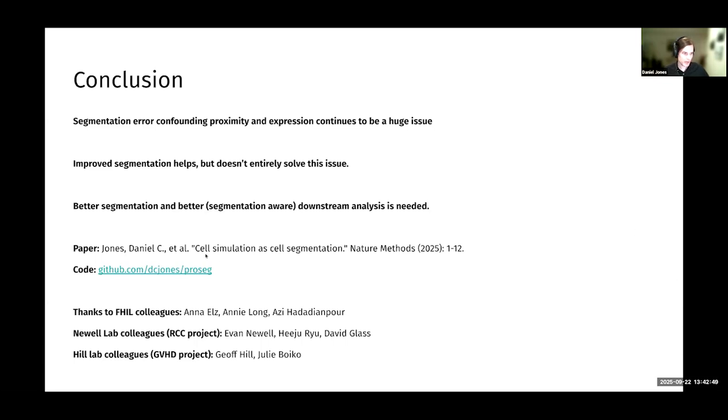And we have this paper out a couple months ago in Nature Methods where you can read more about the basic algorithm. And then the tool itself is also open source, so you can run it on something if you'd like.